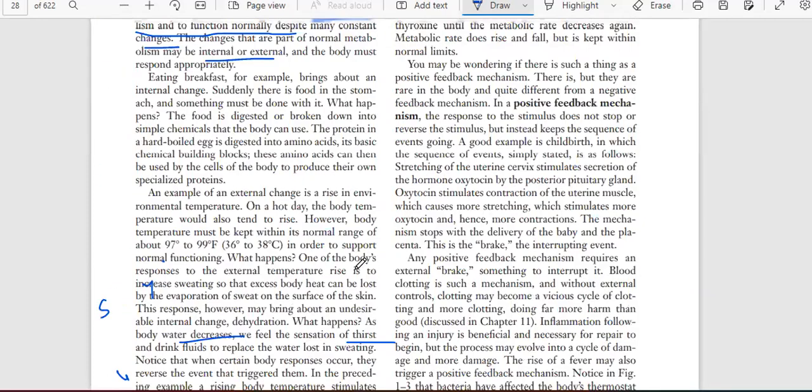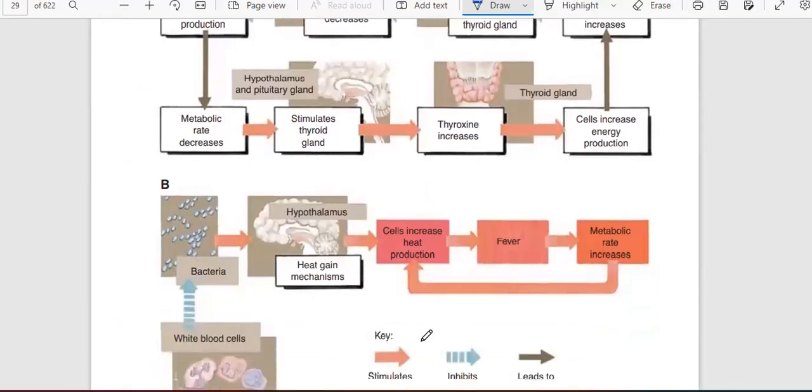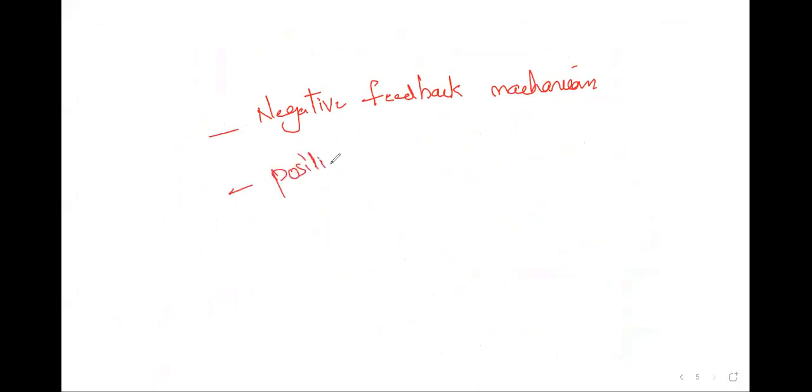So basically, I will explain. Our body has two types of mechanism. One is the negative feedback mechanism. Another one is the positive feedback mechanism.